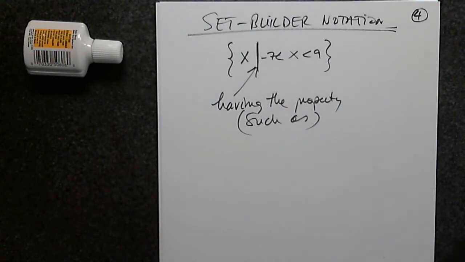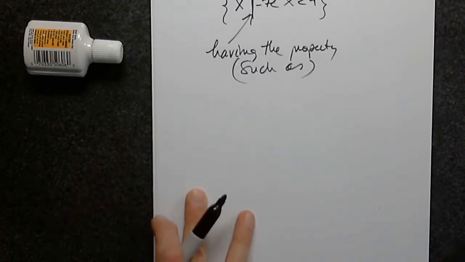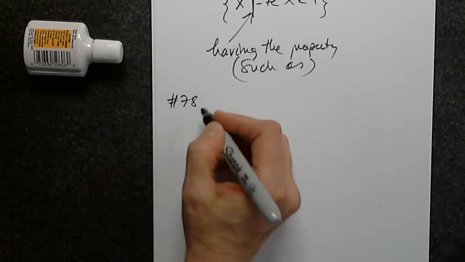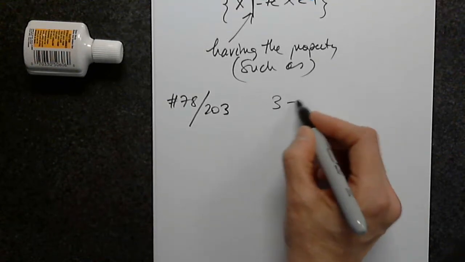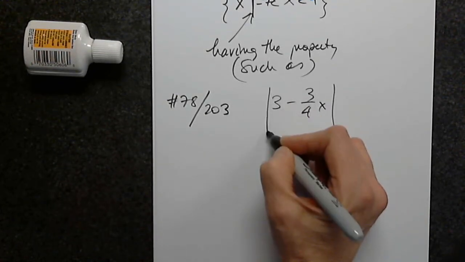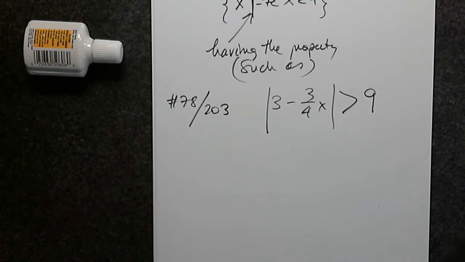Okay, let's look at another example. Page 203, number 78. Any questions for me before we continue? Let's say the absolute value of 3 minus 3/4 x is greater than 9. Can anyone tell us what type it is? There are only two types. Is it the one with the absolute value being less than a number, or the one with the absolute value greater than a number?